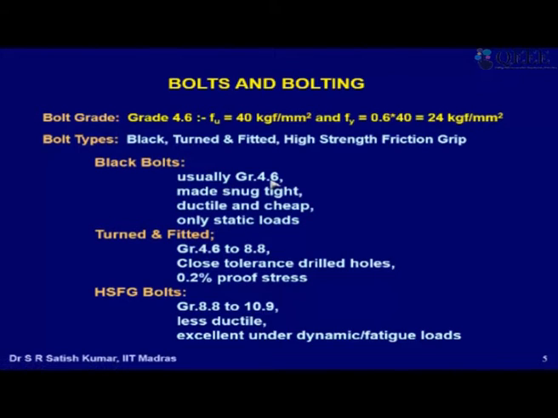Advantage is they are cheap, because they are easy to turn, cut the threads and make the head of the bolt. Because it's a softer material, I can make the head at a lower cost, and I can cut the threads also at a lower cost. So these bolts become relatively very cheap. They are also ductile, because mild steel is ductile. So that's a major advantage.